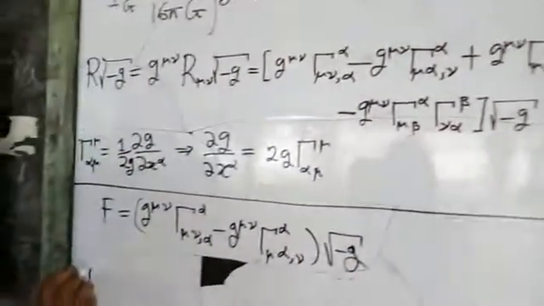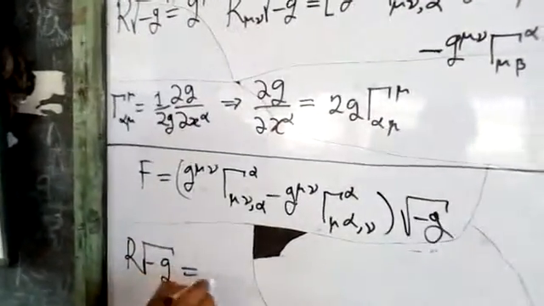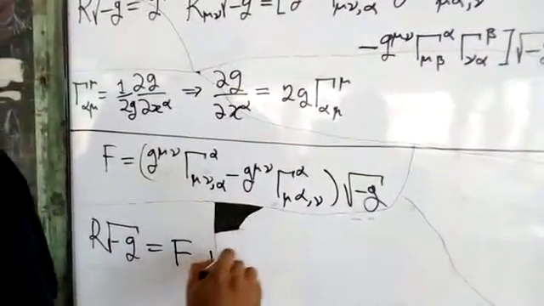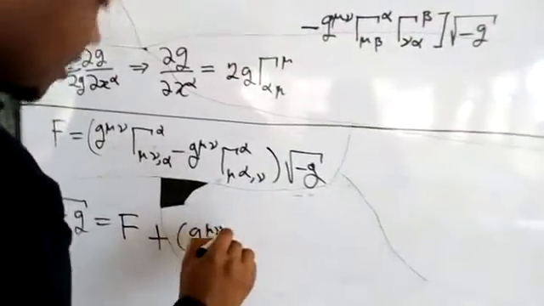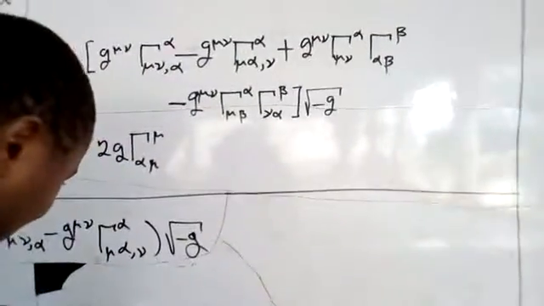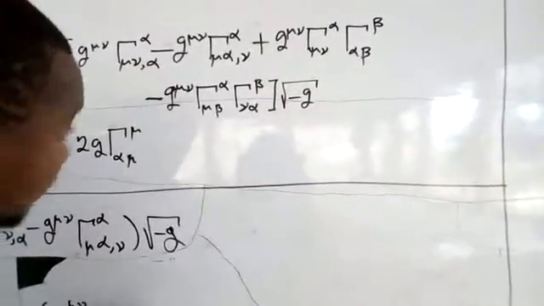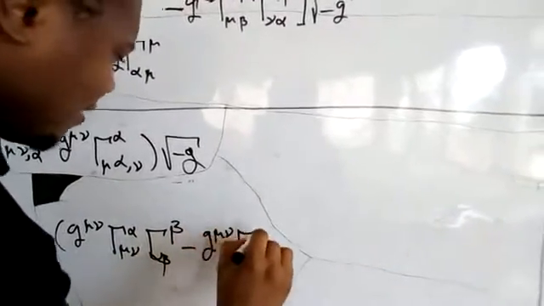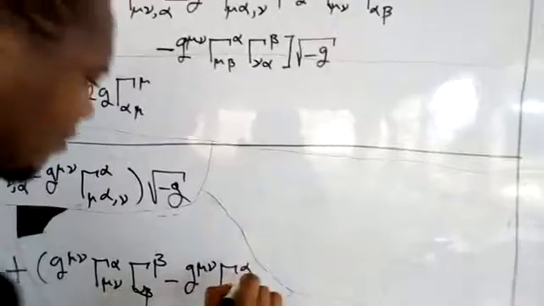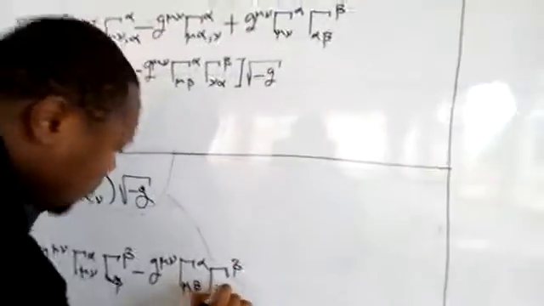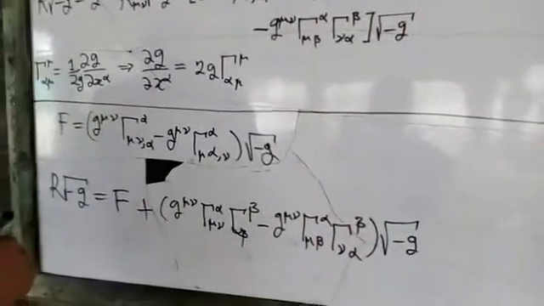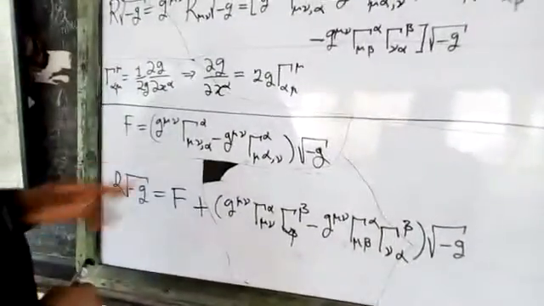I think to make this better, so that I wouldn't make this mistake in the end, this will be F, like I've said, but then it will be plus the product here of g^{μν}, Γ^α_{μν} Γ^β_{αβ}, minus g^{μν} Γ^α_{μβ} Γ^β_{να}. So the whole of these two are multiplied by the square root of minus g. What I really want to deal with is F. If that is the case, then moving on to where this will be quite easier for me to handle.